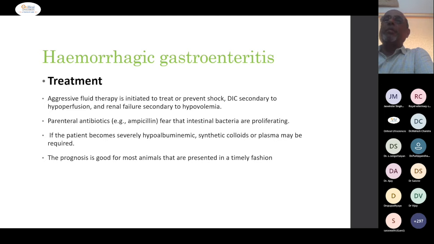So aggressive fluid therapy consisting of both colloids and Ringer's lactate, and antibiotics, because there will be bacterial translocation in case of severe hemorrhagic gastroenteritis. Both aerobic and anaerobic organisms will be there. A typical choice will be potentiated ampicillin with metronidazole, which is a potential drug of choice to treat hemorrhagic gastroenteritis. Of course, if the patient becomes severely hypoalbuminemic, then you can go in for colloids.